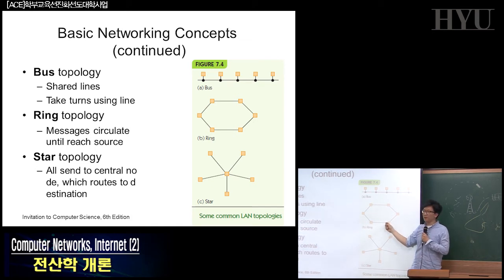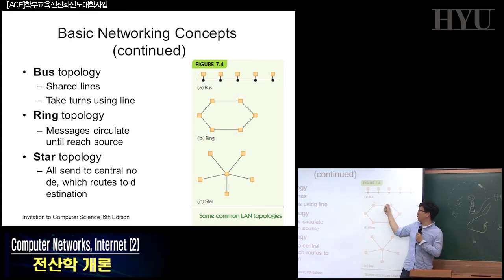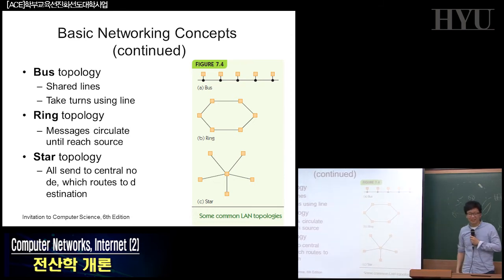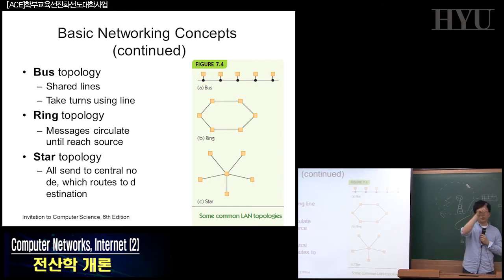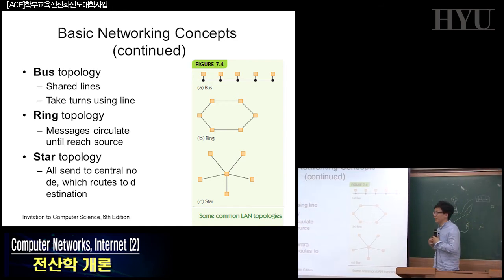This is not for me, pass. This is not for me, pass. This is for me, received. So you send the message data, small data, in one direction to circle around to find the destination node. Slightly better, but it will still be slow.